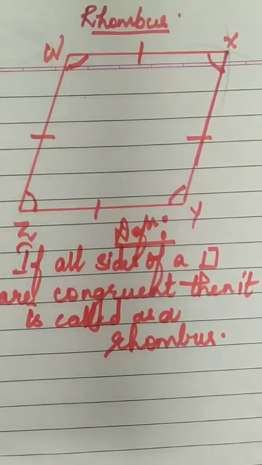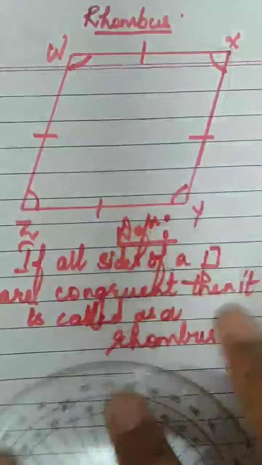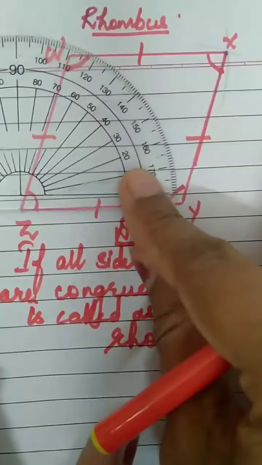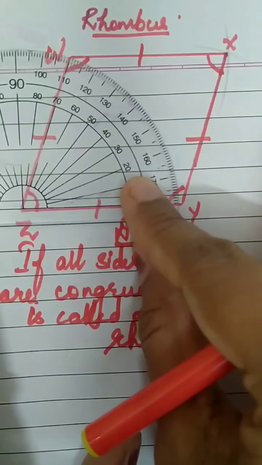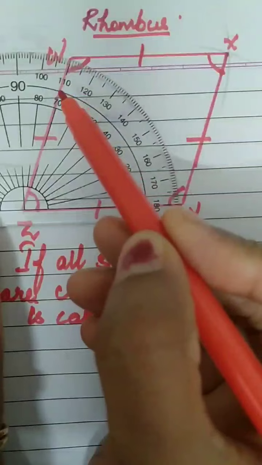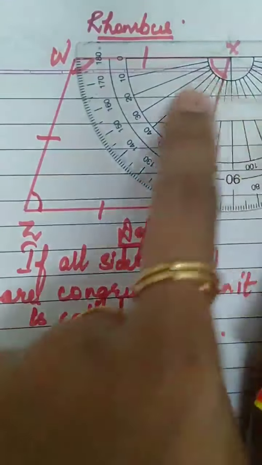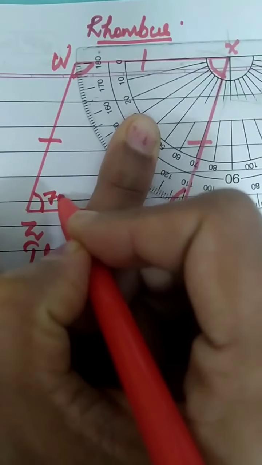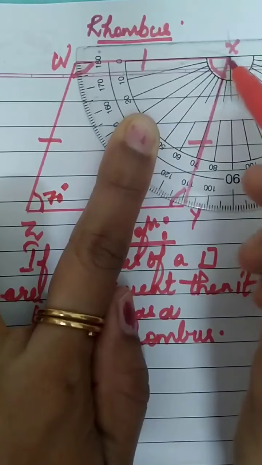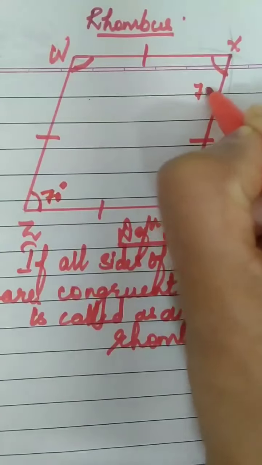Now I already told you one property. What is that? That the opposite angles are congruent. Let me measure and check. Please see. This angle is coming to be 70 degrees. So let me measure the opposite angle now here. Just check. I'll keep the protractor this way. Okay, this we got 70 degrees. The opposite angle is here. Just check. 70. So this is also 70 degrees.